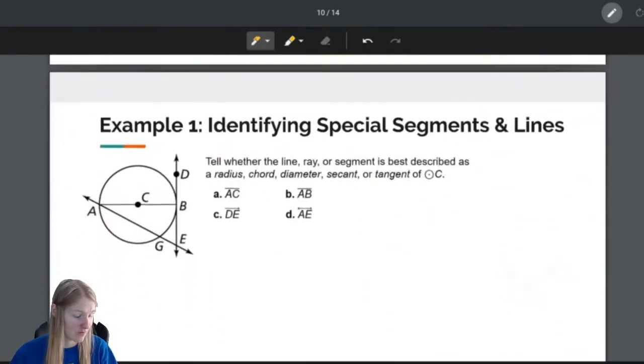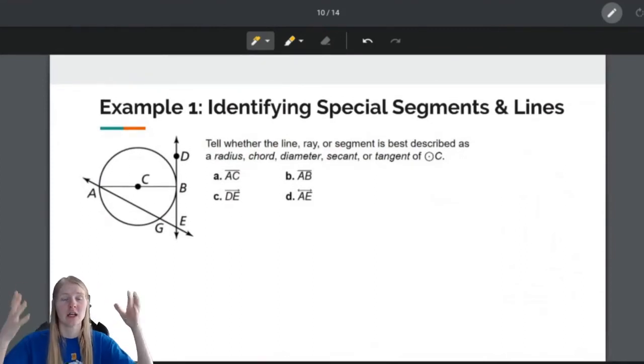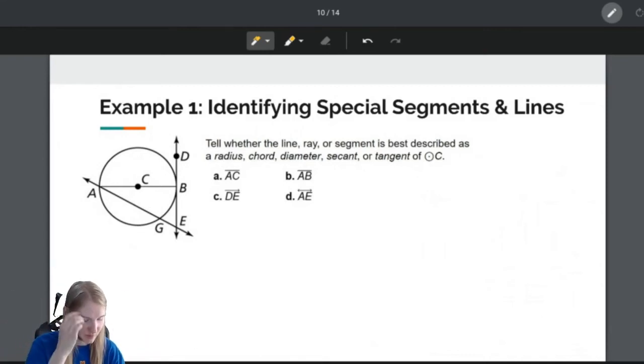We only have 1 example today because there was so much vocab. I want to make sure that we have time for that vocab to sink into your brains, so we are just going to do 1 example. And that example is identifying special segments and lines. So they have given us different segments, rays, lines here, and we have to decide whether it is a radius, chord, diameter, secant, or tangent. Woo! We gotta figure out which one of those it is.